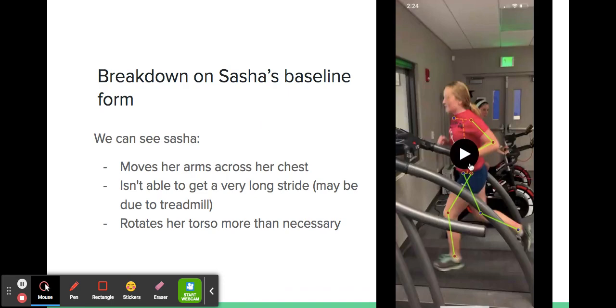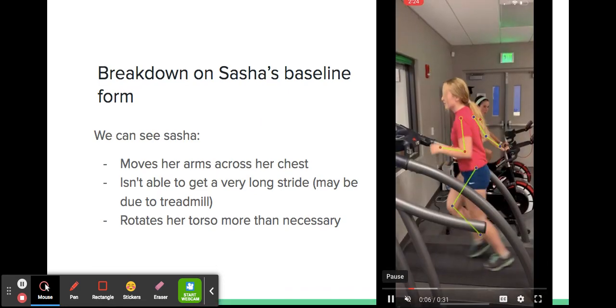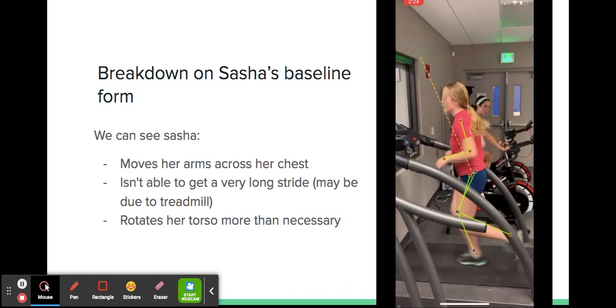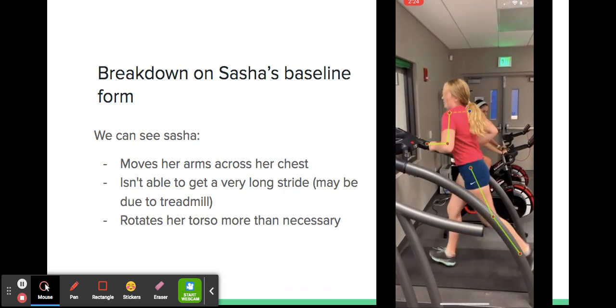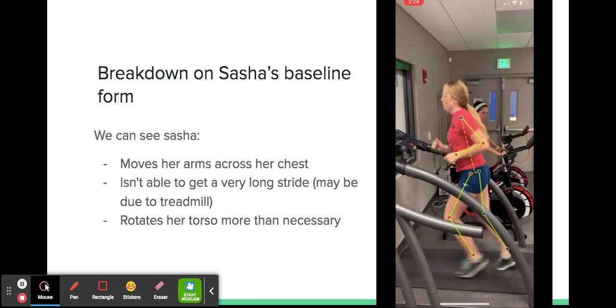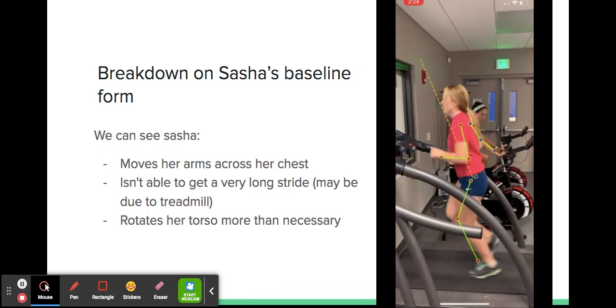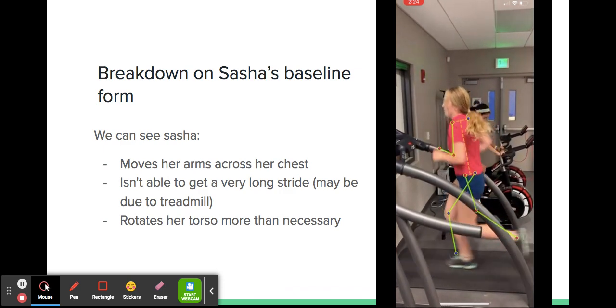Okay, so here we have a breakdown on my athlete's running form. You can tell that she is really swinging her arms across her chest, which is causing her torso to move. And this is really inefficient for running because it's wasting so much energy. She also isn't able to get a very long stride.